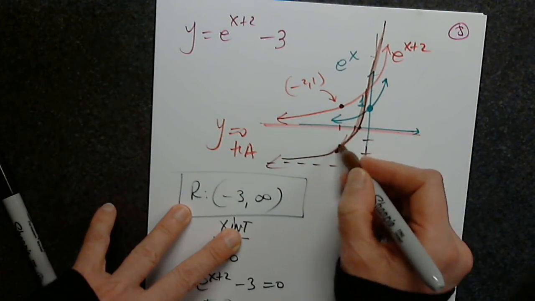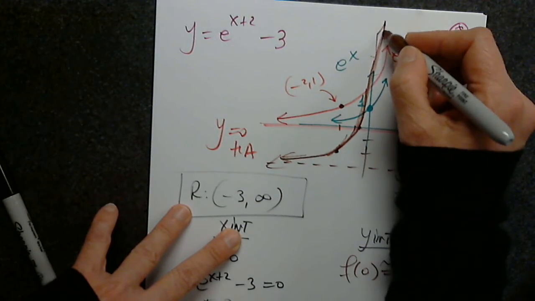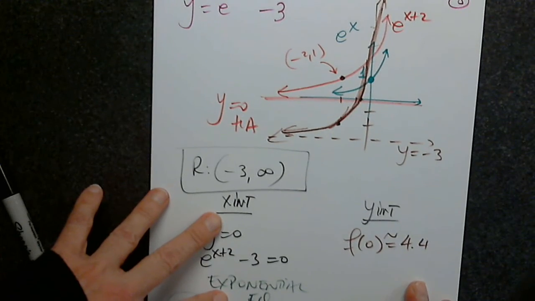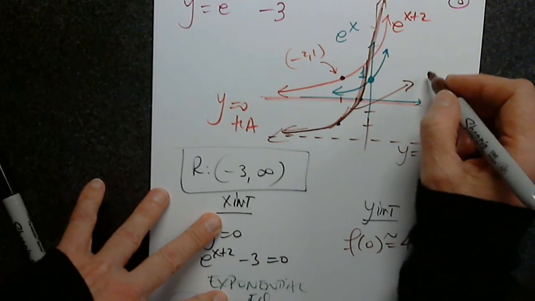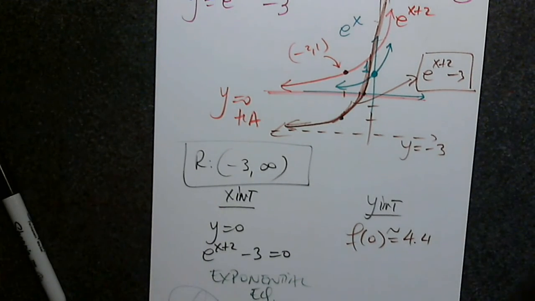It has to be a smooth, continuous function. If it hurts my wrist, I know something is wrong. So this is the final function, e to x plus 2 minus 3. Any questions? So this is, yes, please.